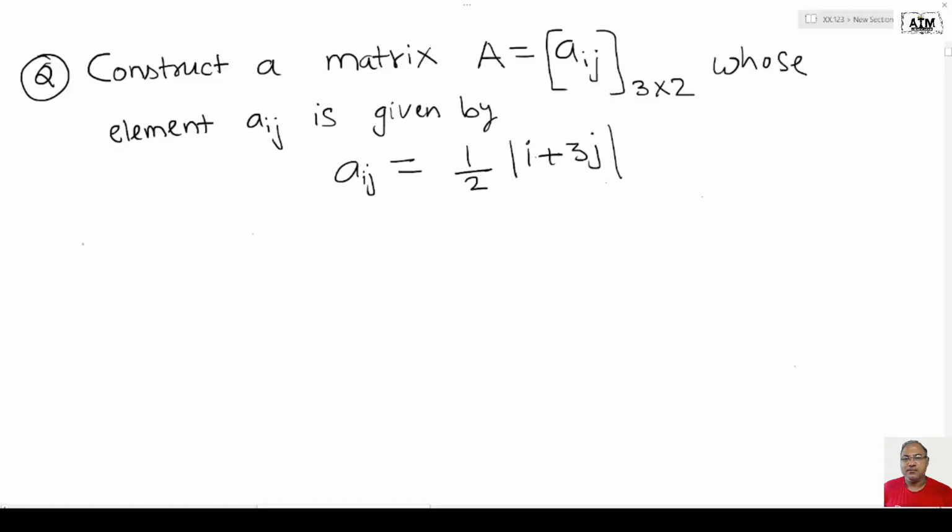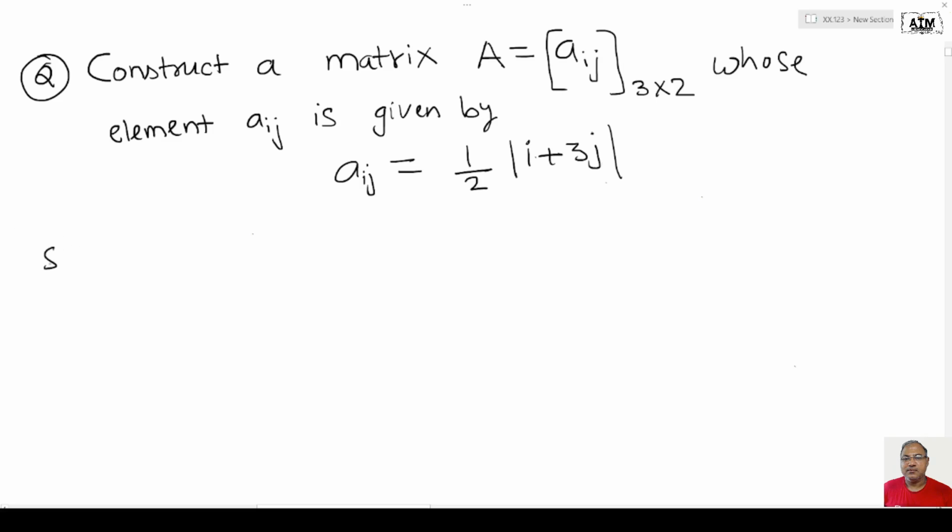Construct a matrix A whose element is Aij, and the order of the matrix is 3 by 2. The expression for the element is given to us: Aij equals half of modulus of i plus 3j, and we need to construct a 3 by 2 matrix. In this video we are not going to solve the matrices, but we are going to learn how to construct a matrix when the expression for the element is given to us in terms of i and j.